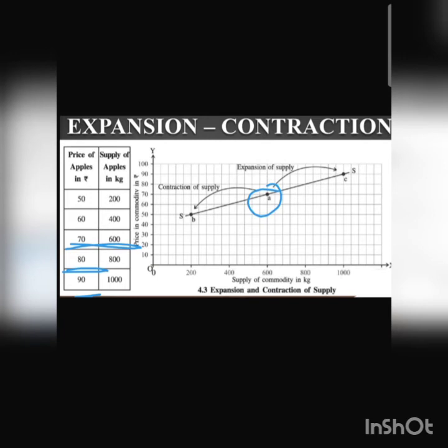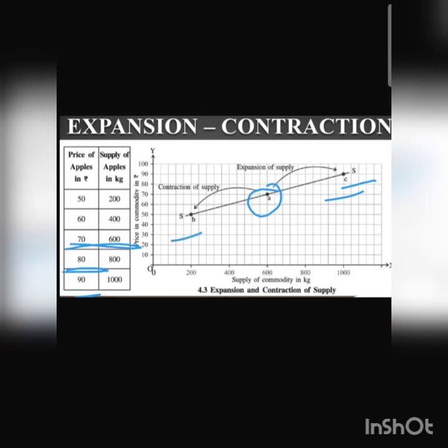So you can see over here, as the price increases, we have taken the initial price as 70. So from A to C, the line you are seeing is the expansion of supply. Firstly the price is 70, then 80, and then when it rose to 90, the supply would be 1000. So from A to C there is an expansion of supply, because the price rises and the supply also increases.